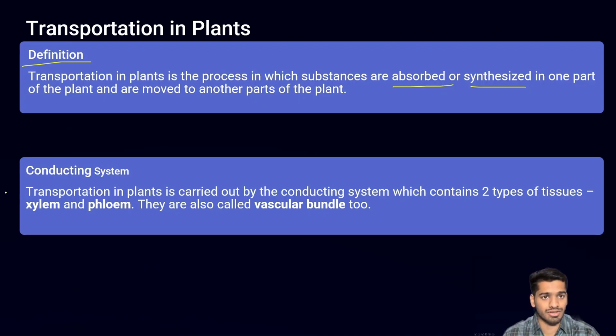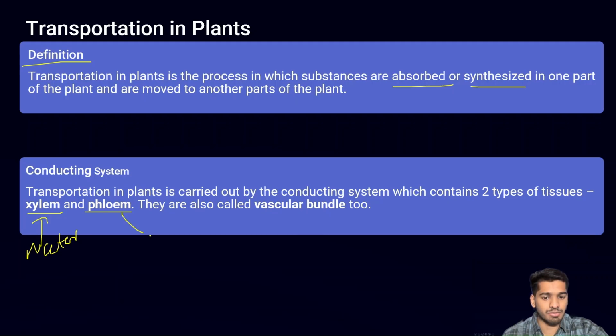For this transportation of food and water, we have a specific system. Like in our human body, for the movement of food, we have mouth, esophagus, stomach, large intestine, small intestine, anus, etc. And for the transportation of gases, we have lungs, alveoli, trachea, nose, etc. So like that, inside a plant, for the transportation of food and water, we have two tissues which are known as the conducting tissues or the conducting system. These are xylem and phloem. The xylem is going to transport your water.